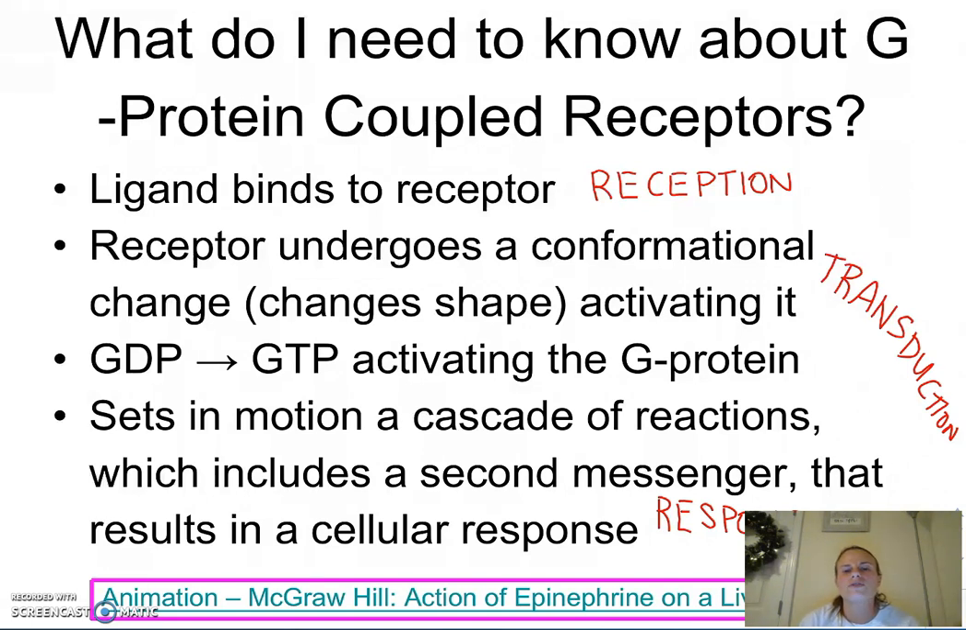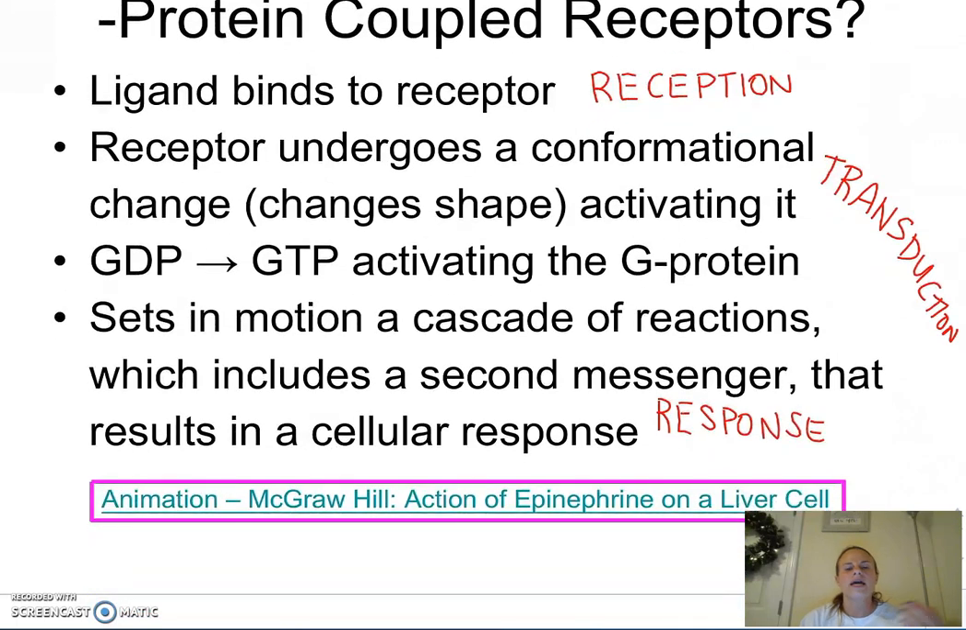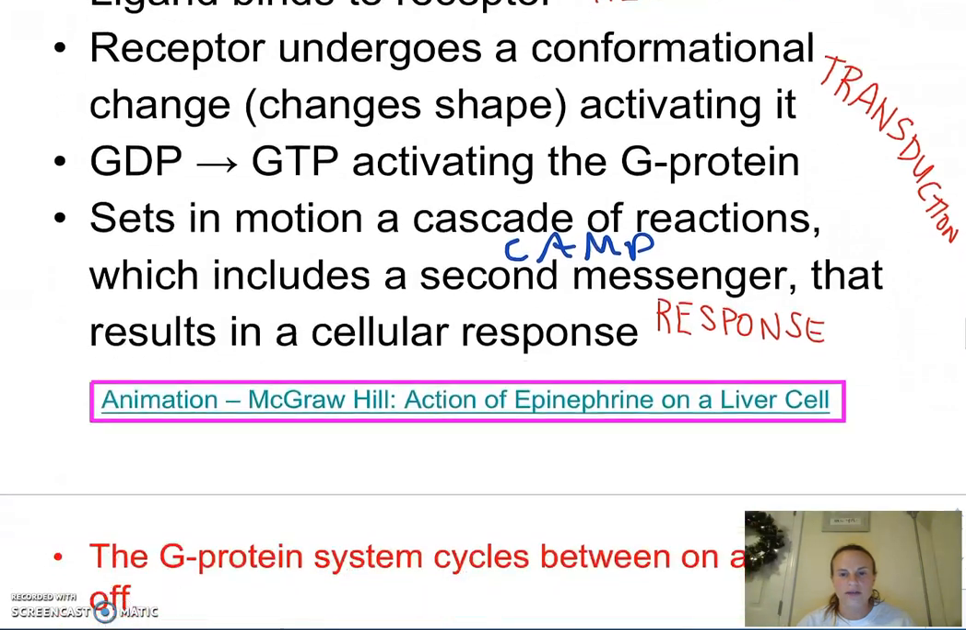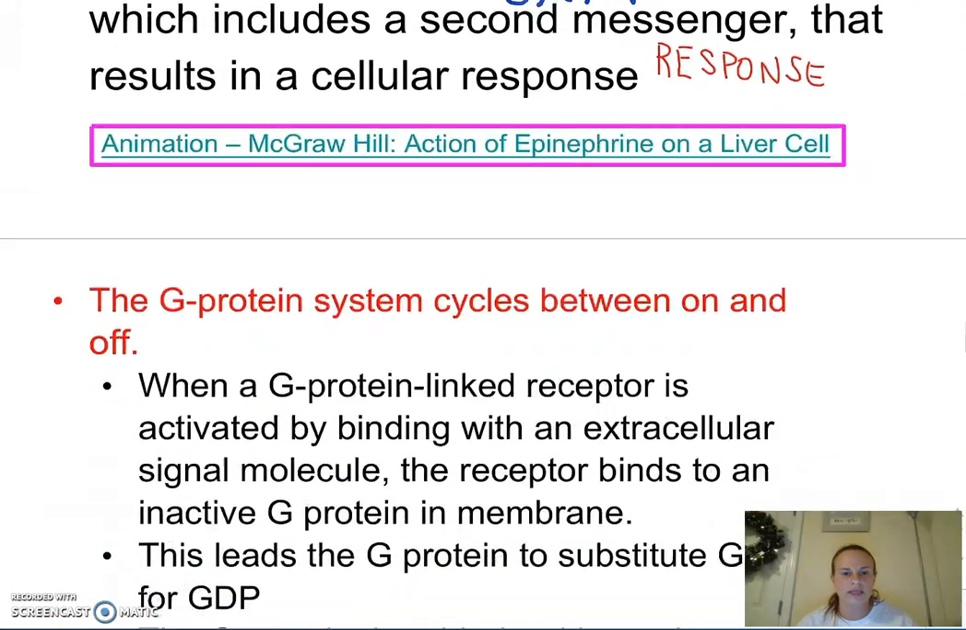GDP is exchanged for GTP, activating the G protein, which then sets in motion a cascade of reactions, including a second messenger, known as cyclic AMP or cAMP, that results in a cellular response. In this case, we specified looking at the pathway of adrenaline that would cause an enzyme to be released that breaks down glycogen into glucose to give us a little boost of energy when epinephrine is released.